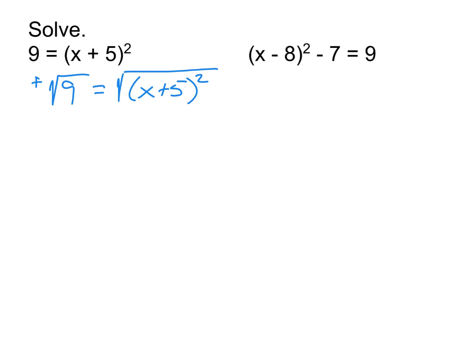And of course I end up with that plus or minus in front of, in this case, the 9. So when we do that then, we end up with a plus or minus 3 equals x plus 5. Because notice on the right side the square root got rid of the squared. That was the whole point of doing it. But notice what we have now. We have x plus 5 equals a plus or a minus 3. You actually now basically have two different problems. You have 3 equals x plus 5, and you have negative 3 equals x plus 5.